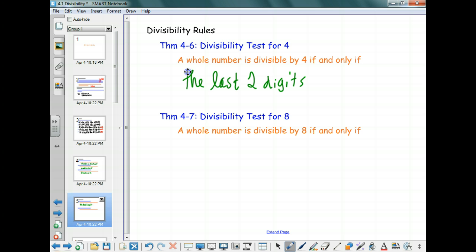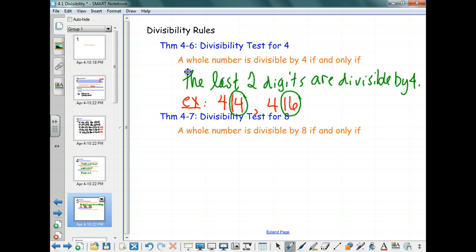Yes, I will. Let me finish writing this. The last two digits are divisible by 4. So let me give you, Carrington, both an example and a non-example, okay? So let's say we have the number, let's do 414. And we'll do 416. So these are both 3-digit numbers, and this rule says what I should do is look at the last two digits.